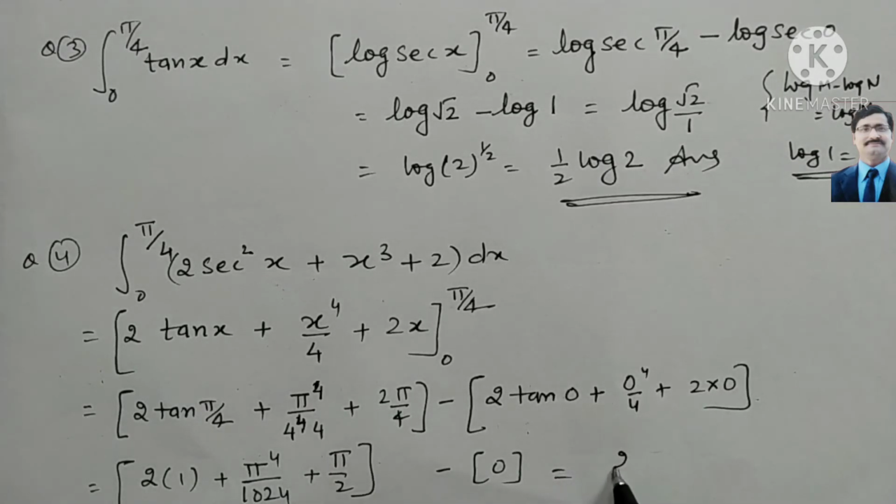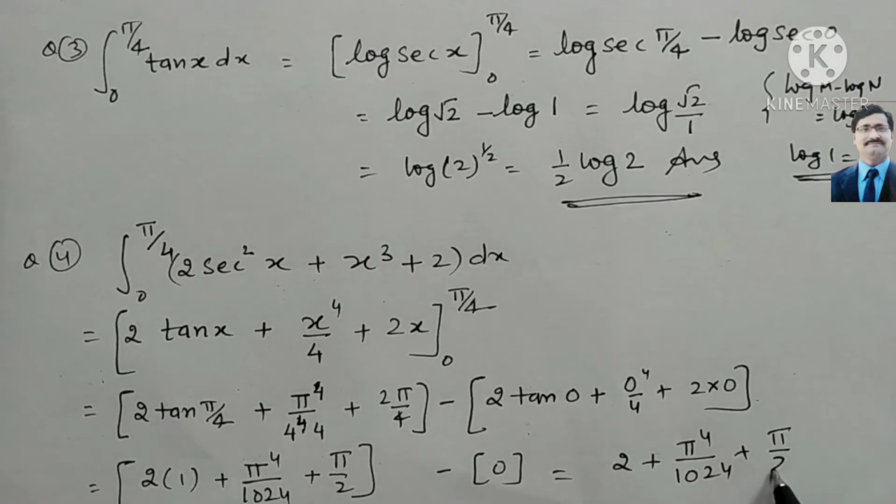the final answer: 2 plus pi power 4 upon 1024 plus pi by 2. So do all of you understand this?